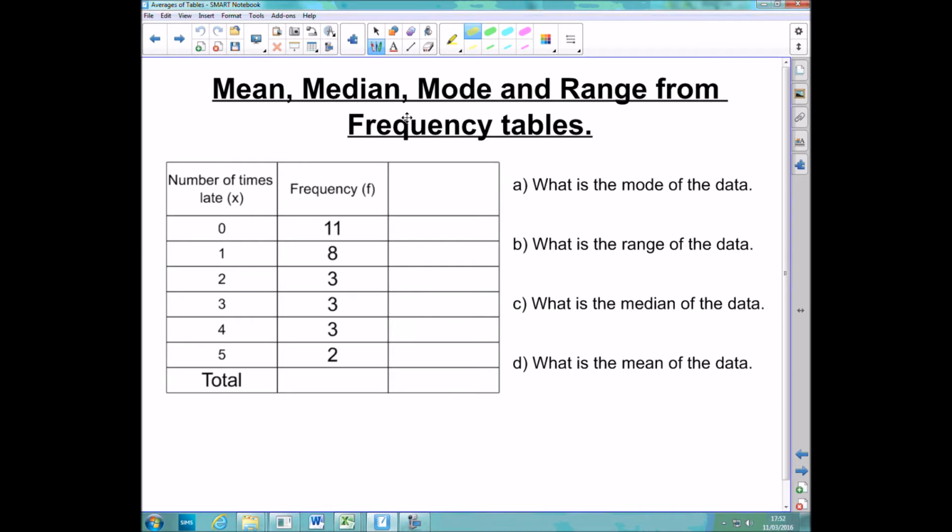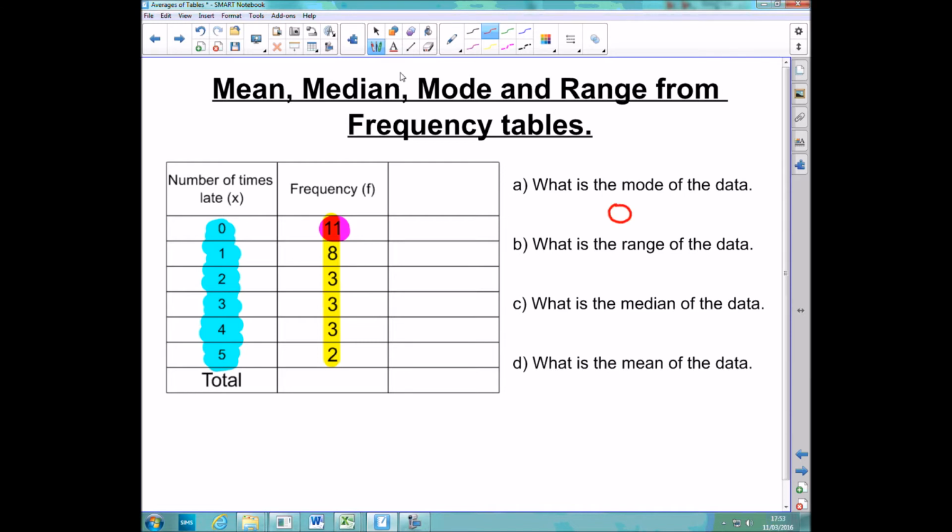Now what we're doing here is we're just looking in the frequency column for the number which is the largest, which hopefully everybody can see is 11. Now, the big mistake that people make is that they write down 11 because they see it as the biggest number. But remember, the average that we're trying to get here is going to be the numbers of times late. So the actual answers that we're all going to get is going to be these sorts of numbers here. So the most common number of times late, or the mode, is 0.